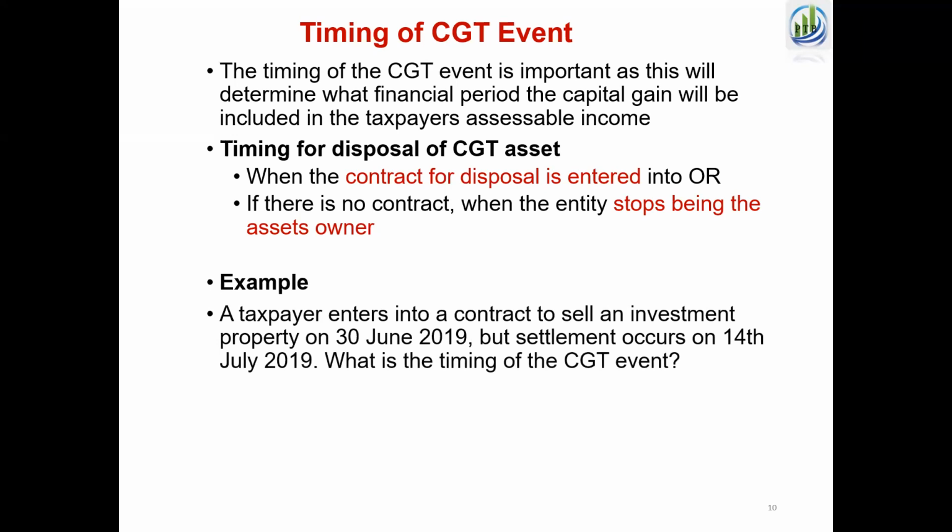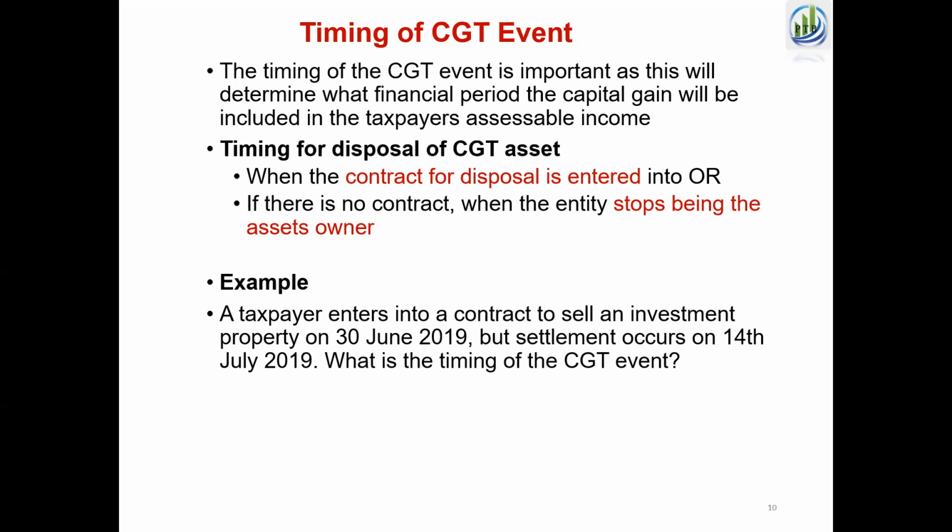A taxpayer entered into a contract to sell this investment property on the 30th of June 2019. However, you may remember that settlement may be on a different date, after 14 days or 20 days or 30 days or 45 days, depending on the state legislation. That's called the cooling off period. Assume the 14th of July is the settlement date. So what is the timing of the event here? Do we prepare it in the 1819 tax return, or can we do that in 1920, because that's when you actually receive the money, the 14th of July?